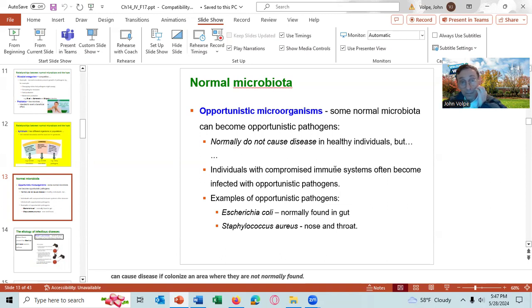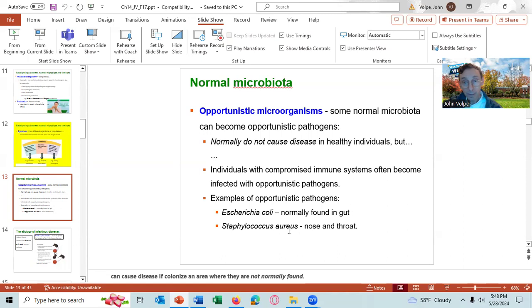A cancer patient taking chemotherapy will have a weakened immune system, and the normal microbiota can grow. The immune system doesn't keep the normal microbiota in check, so it can cause an opportunistic infection. Whenever the normal microbiota grows in places where it should not, it will be an opportunistic microorganism, like E. coli, normally found in the gut. But if it starts growing in the ear, it can cause an ear infection.